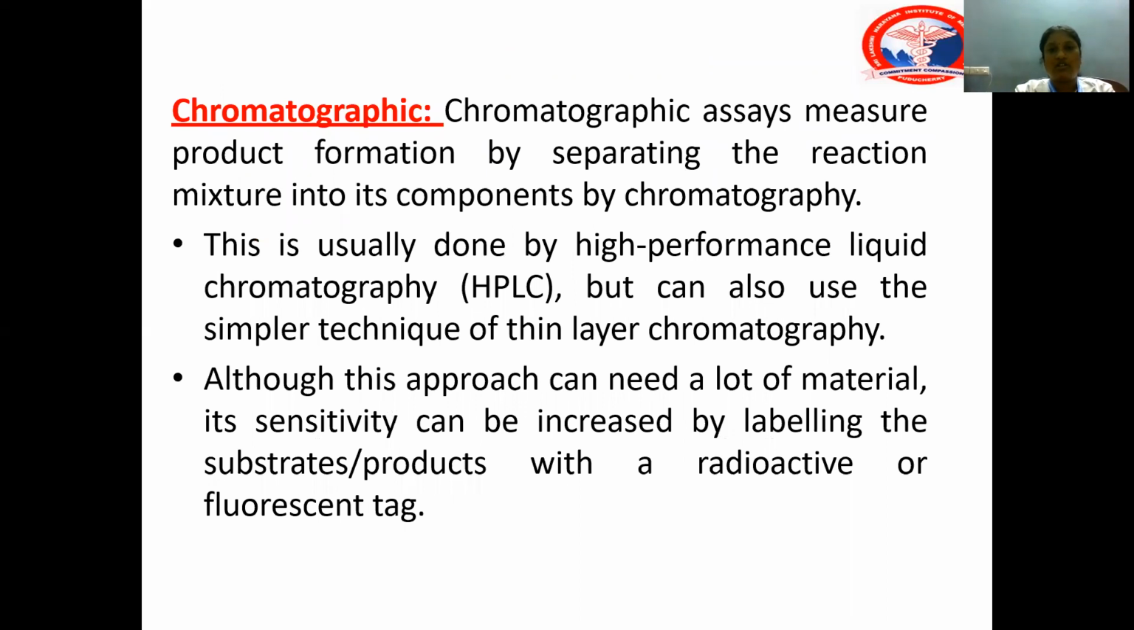The next method of detection in the case of discontinuous assays is the chromatographic method. Chromatographic assays measure the product formation by separating the reaction mixture into its components by chromatography. This is basically done by high performance liquid chromatography, but can also be done using a simpler technique such as thin layer chromatography. But this approach is very tedious and needs a lot of material. Sensitivity can be increased by labeling the substrates or products with a radioactive or a fluorescent tag, which are the most sensitive methods.